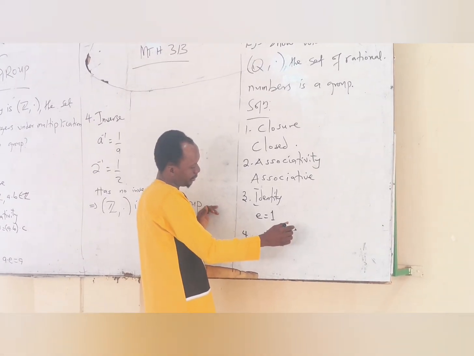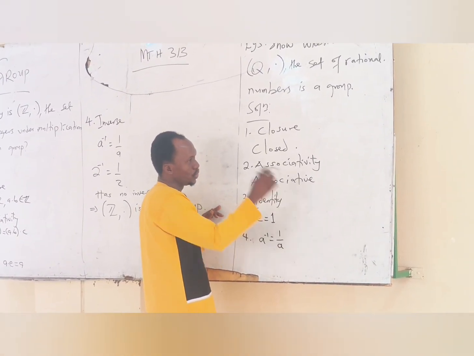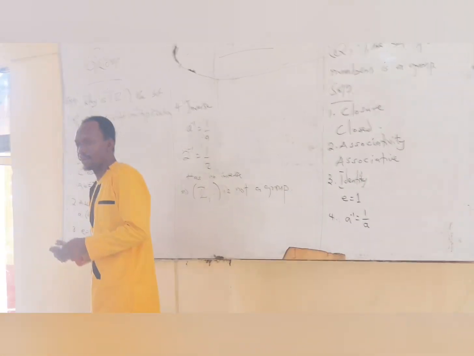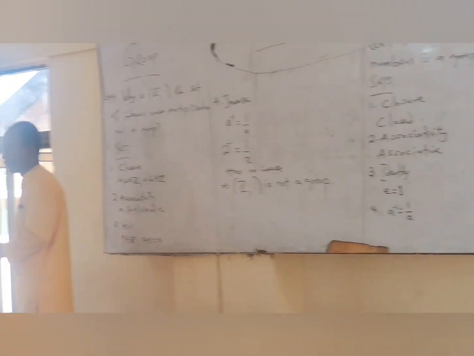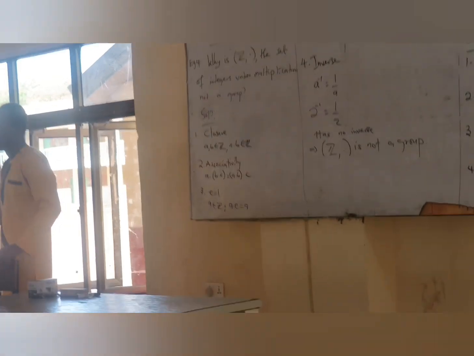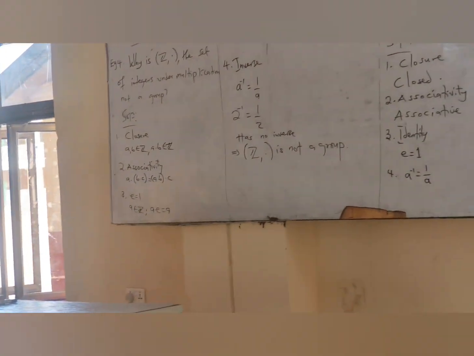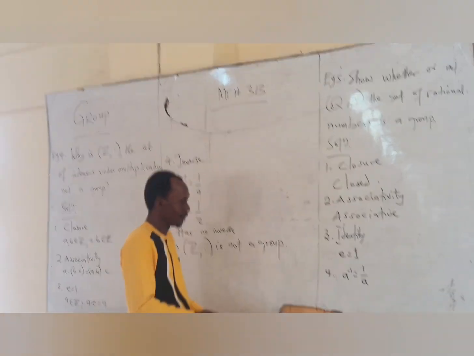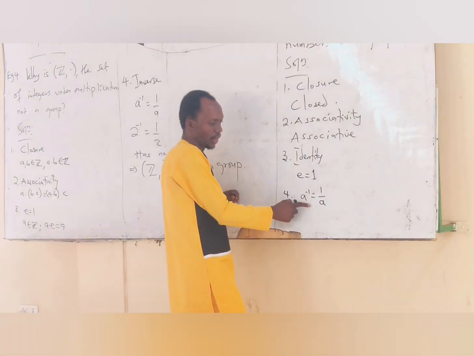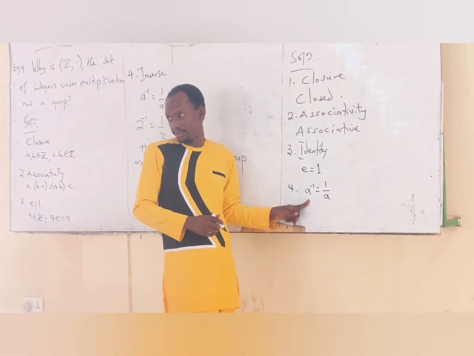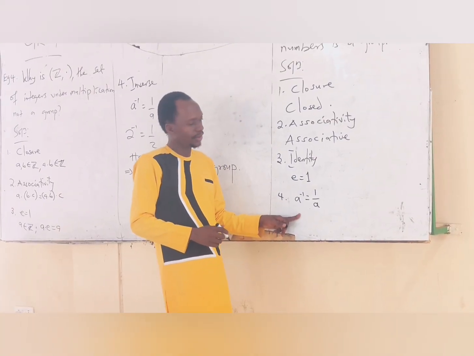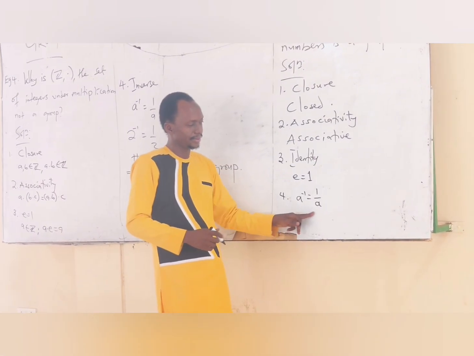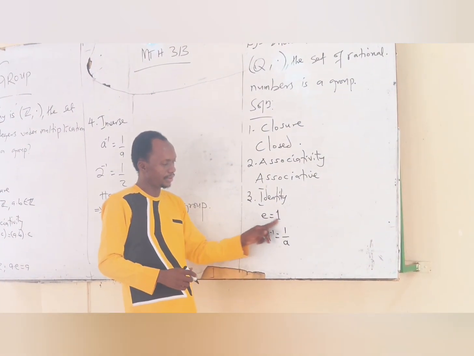All the rational numbers have the inverse except 0. They all have the inverse except 0. Can you see how we are proving it? We are proving with the inverse. All of them, we are proving with the inverse.